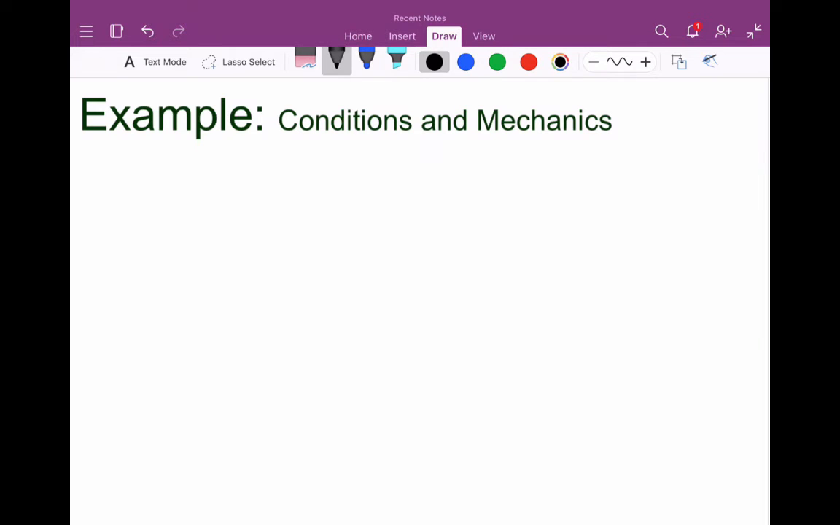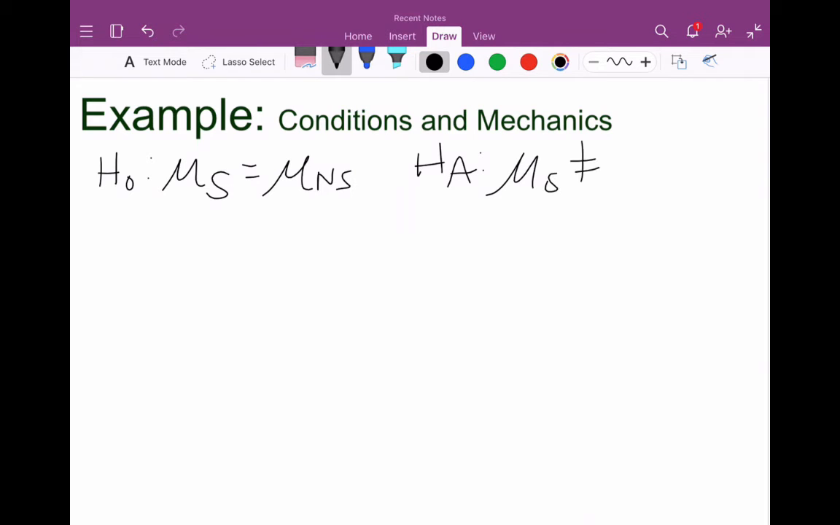Because we're doing a t-test, the first thing we have to do is come up with our null and alternative hypotheses. So my null hypothesis is going to be that the mean for the smokers is equal to the mean for the non-smokers. My alternative, because we're trying to find out if there's a difference, we don't know if it's increasing or decreasing, just that there is a difference. So my alternative would be that the mean for smokers is not equal to the mean for non-smokers.